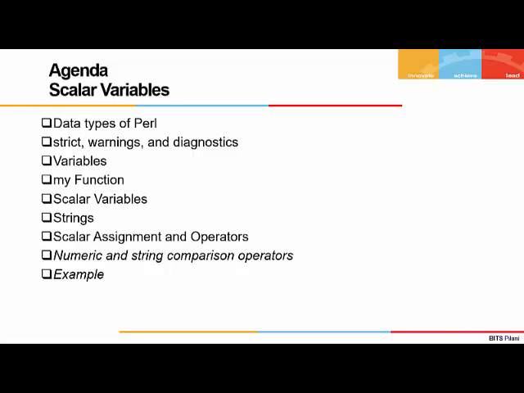And this is the agenda. We'll start by learning the scalar variables in Perl. These are the data types, and next we'll look at some of the basic packages, like strict, warnings, and diagnostics. Then we'll discuss variables: how you can declare variables, scalar variables, strings, assignment, some operators for scalars, and then we'll deal with a simple example by writing a Perl script.